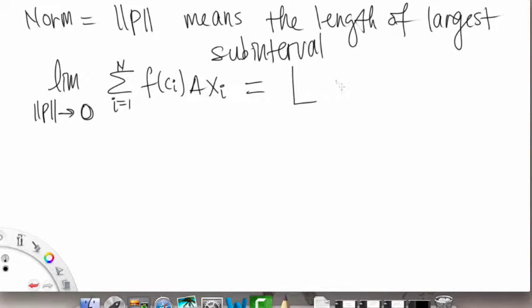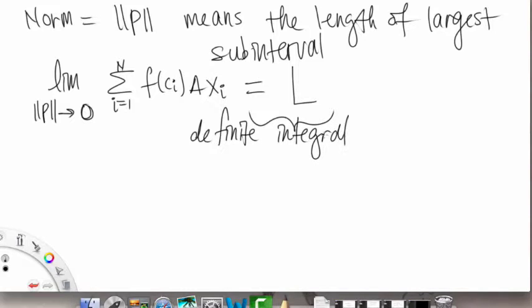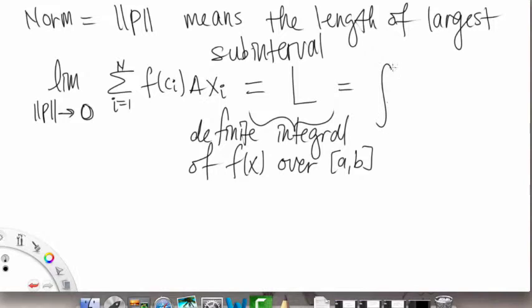And this limit turns out to be what we're going to call the definite integral of f of x over the interval a, b. It is denoted by an integral sign, a fancy extended s thing, and then a to b, that's our x limits, and then f of x and dx. So this is our definite integral.